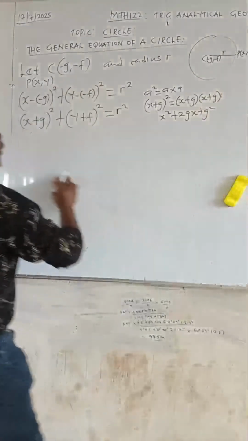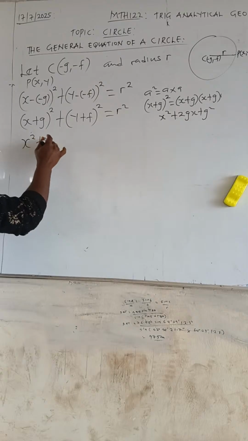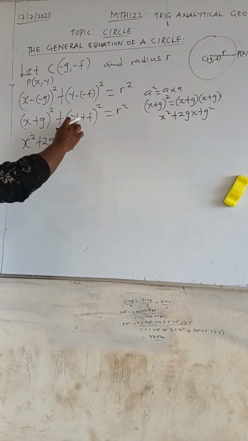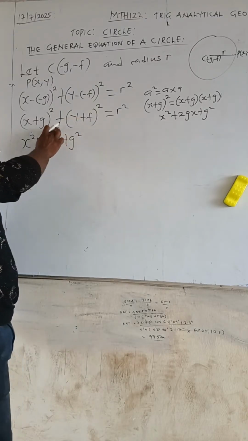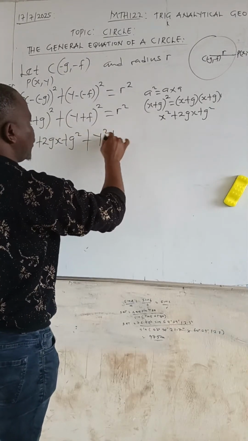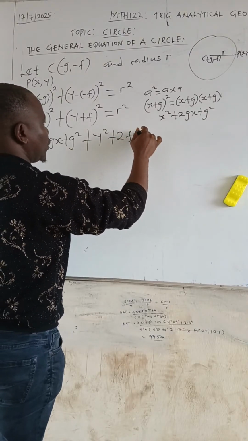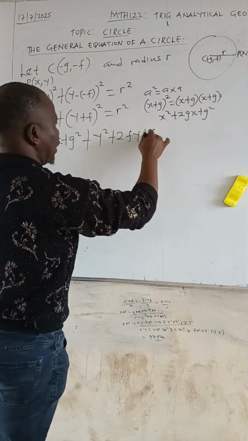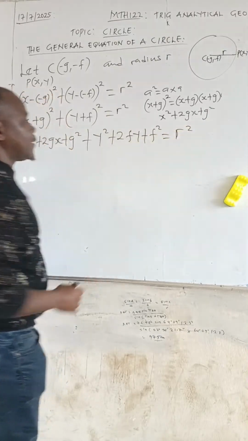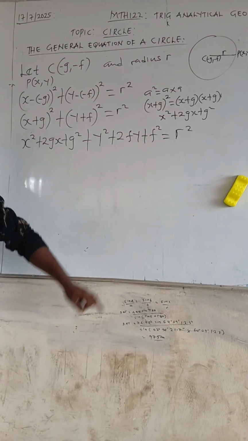So this implies that, for the one raised to power 2, we are going to have x squared plus 2gx plus g squared. Then here the same thing: plus y squared plus 2fy plus f squared equals r squared, right? True or false? True.